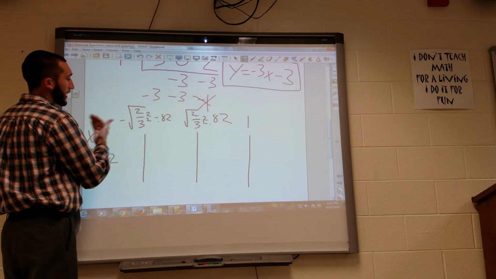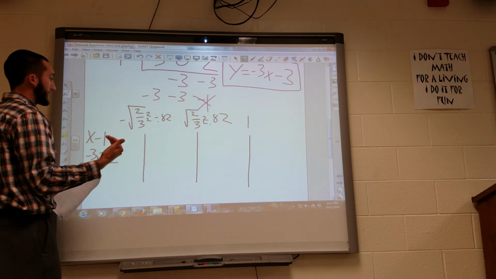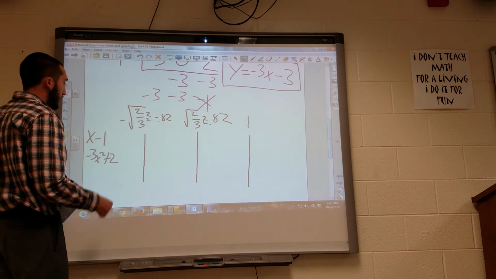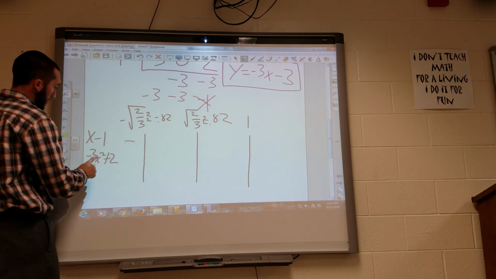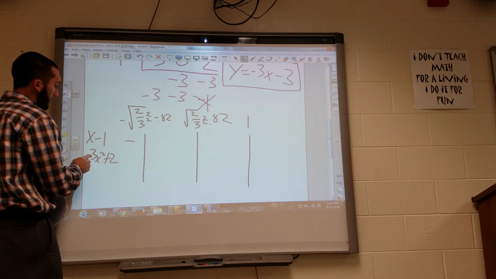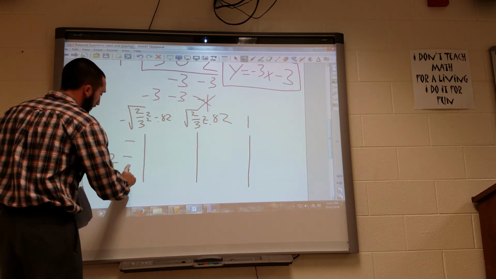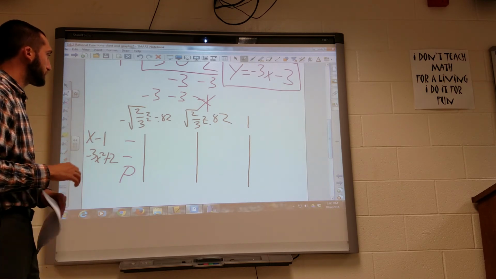So now I'm going to pick a number in between negative infinity and negative 0.82. I'm going to choose negative 1. So negative 1 minus 1 would be negative. And negative 1 squared would still be positive 1 times negative 3 is negative 3 plus 2 gives me negative. Overall net effect positive because a negative divided by a negative is positive.